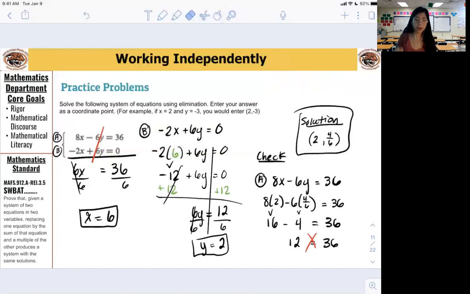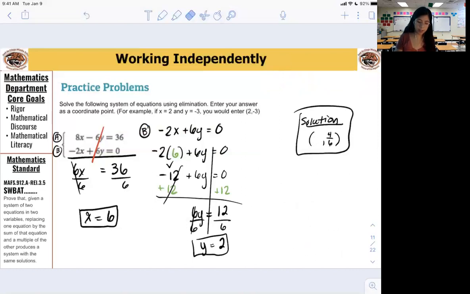Okay, so again, that's just the ability to check. That's something you can always do if you have time on a test. Always check your work. But in our case, we got 6,2. Any other questions on this one?